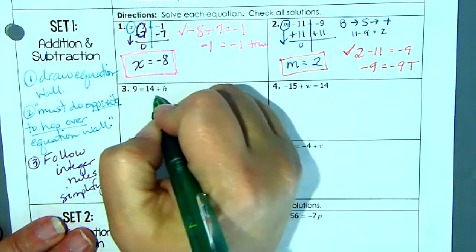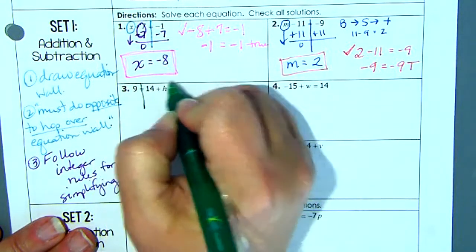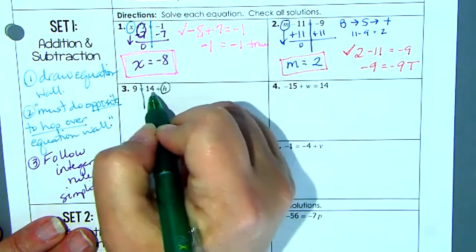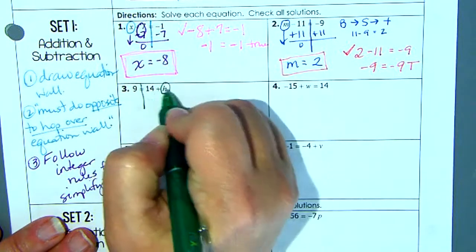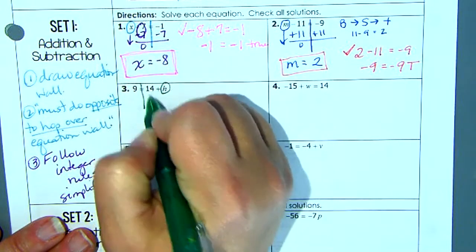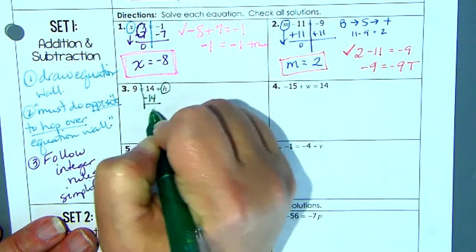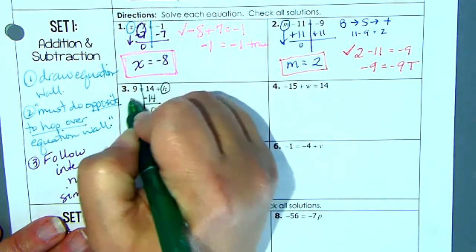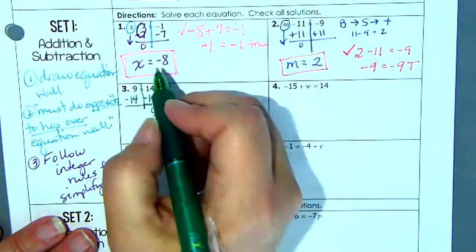Okay, so therefore, put my equation wall, and I'm solving for h. How is the 14 connected to the h? It's adding. But what I'm trying to do is make it equal 0. So what do I have to do to 14 to make it equal 0? I'm going to subtract 14, or I'm going to add a -14. So what I do to one side, I have to do to the other side, because we have to keep it balanced.